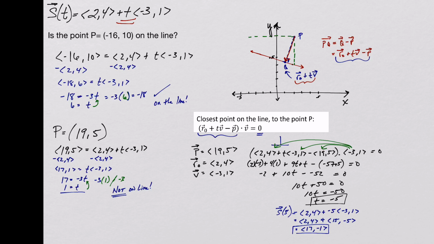And if we want to figure out how far away it is, now we can just use the distance formula, because we've got 2 points, and so we can find the distance between the point P and point Q. So just to label this again, this is Q.